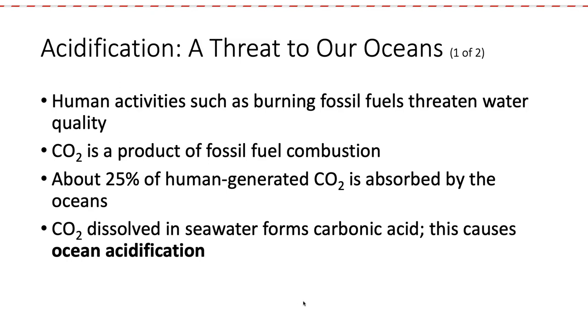Acidification is a tragic thing that's happening in our oceans right now. We have a lot of carbon dioxide as a byproduct of burning oil and gas and coal, those fossil fuels. And when that carbon dioxide dissolves in seawater, that forms carbonic acid. And that's what's causing the ocean to be acidified. We have increased the amount of carbon dioxide being absorbed by our oceans by 25%. What I mean by that is that of all of the carbon dioxide that we are forming by burning fossil fuels, about 25% is absorbed into the oceans.